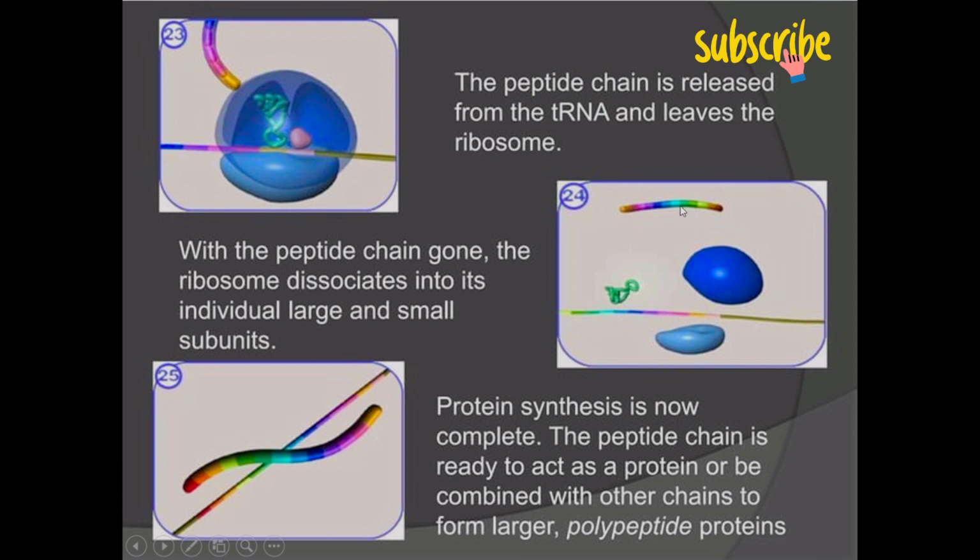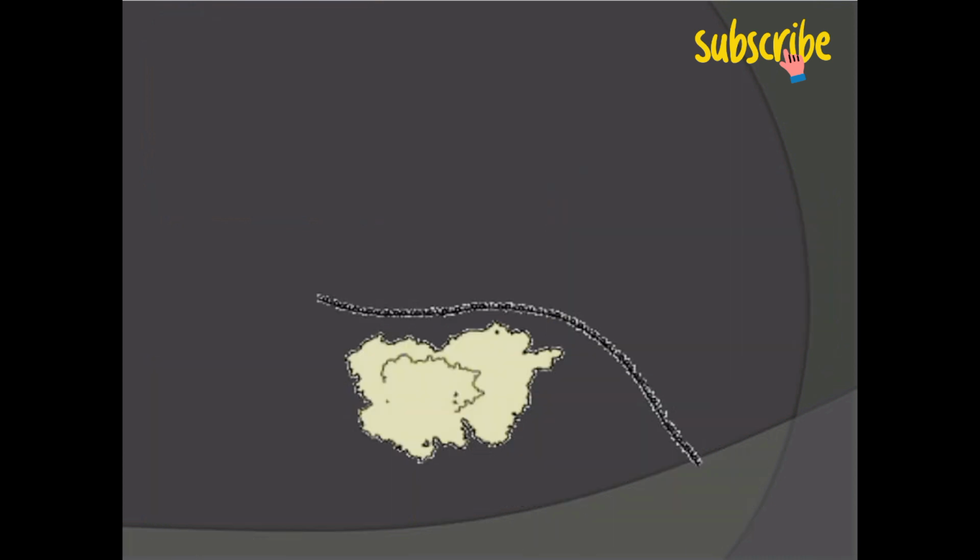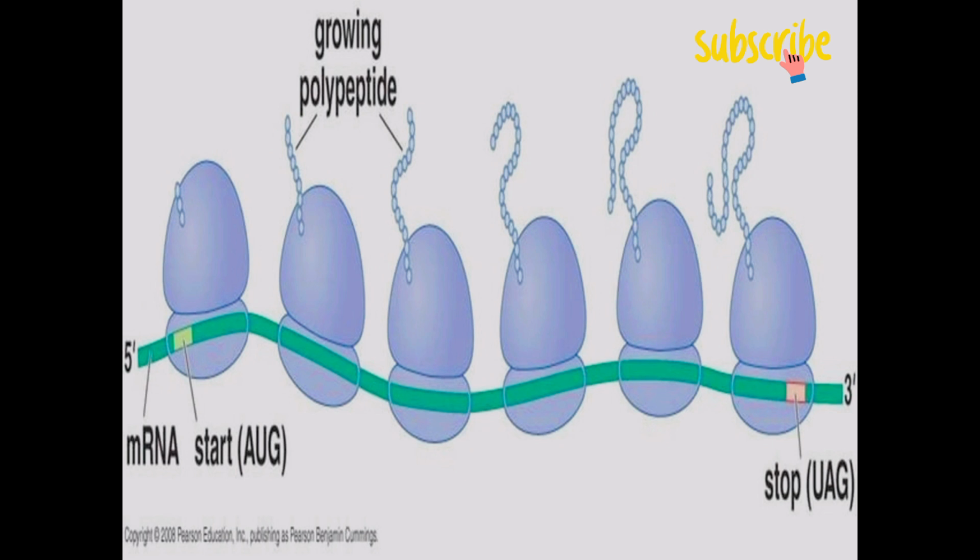For example, these are the polypeptide chain, these are the transfer RNA, these are the messenger RNA, and these are the larger as well as the smaller subunits of a ribosome. Protein synthesis is now complete. The peptide chain is ready to act as a protein or be combined with other chains to form a longer polypeptide protein. In this diagram, you can see the whole process of protein synthesis.